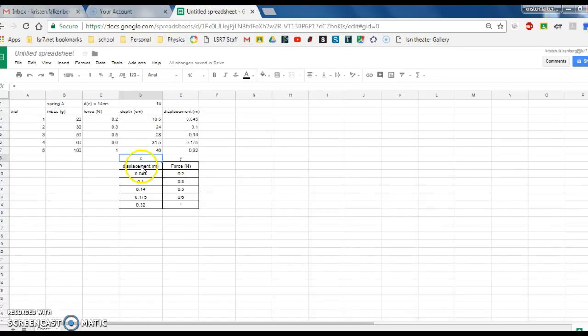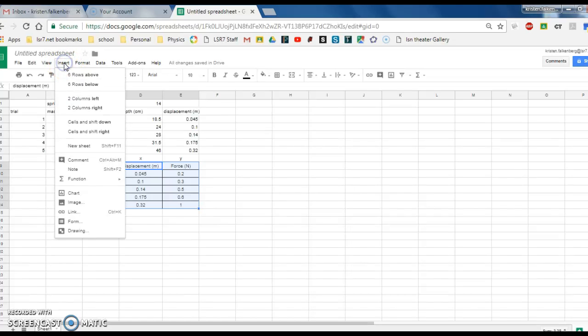I said, you know what, I want my displacement on the x-axis, so I'm going to put that first. So I just used my displacement numbers and transferred them over. And then I've got my force in newtons, and I put those in the y column. I'm going to select my data, and then I'm going to go up to Insert and down to Insert a Chart.